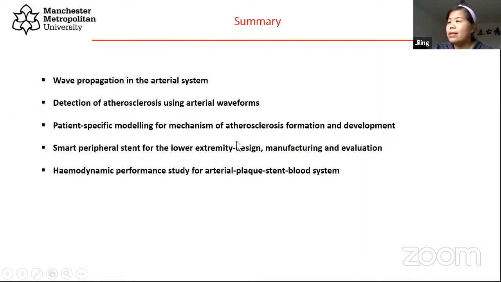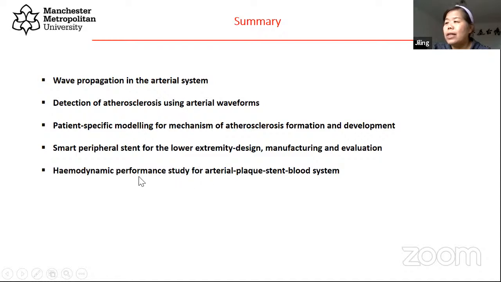And finally, this is a summary for today's seminar. I have covered the background information for wave propagation in the arterial system, and my current project, detection of atherosclerosis using the arterial waveform. And also patient-specific modeling of the hemodynamic mechanisms for atherosclerosis formation and development, and the smart peripheral stent for the lower extremity, that is design, manufacture, and evaluation.